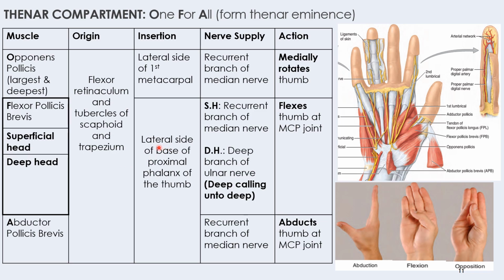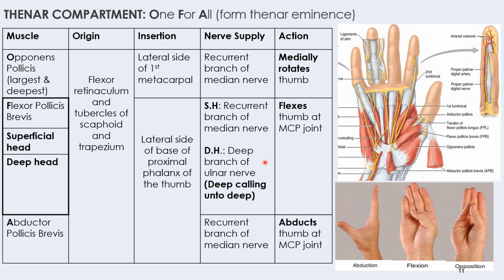And it inserts on the lateral side of the base of the proximal phalanx of the thumb. The superficial head is supplied by the recurrent branch of the median nerve, but the deep head is different in the sense that it's supplied by the deep branch of the ulnar nerve. And how we can remember this is deep calling onto deep. So the deep head wants the deep branch of the ulnar nerve. So I hope that's not too tricky for us to remember.